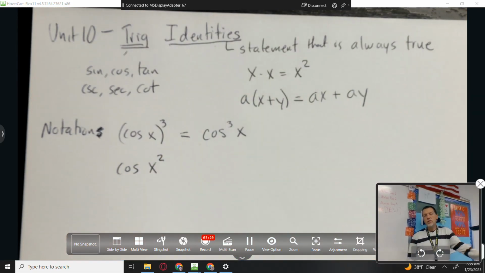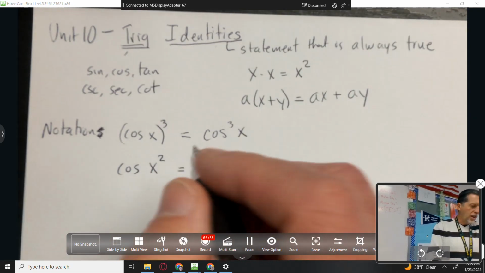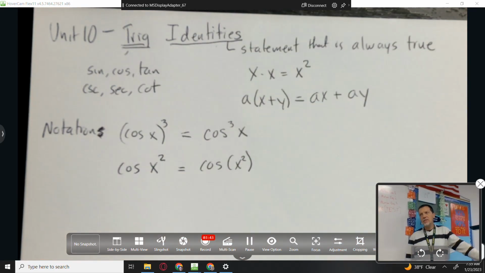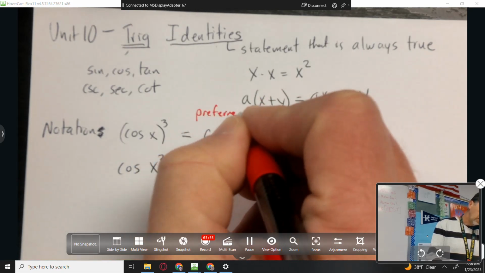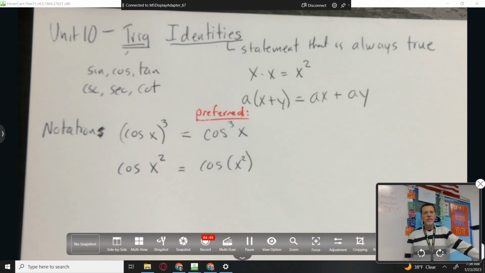And I guess here's the confusing part, is like if we write cosine of x squared, do you know what's getting squared there? Is it the cosine or is it the x? It's the x. It's kind of an order of operations thing. But we don't really usually write that. We would usually write it with parentheses just to sort of emphasize that we're squaring the x, not the cosine. So this second column is sort of our preferred notation because it's clearer, shorter, easier.